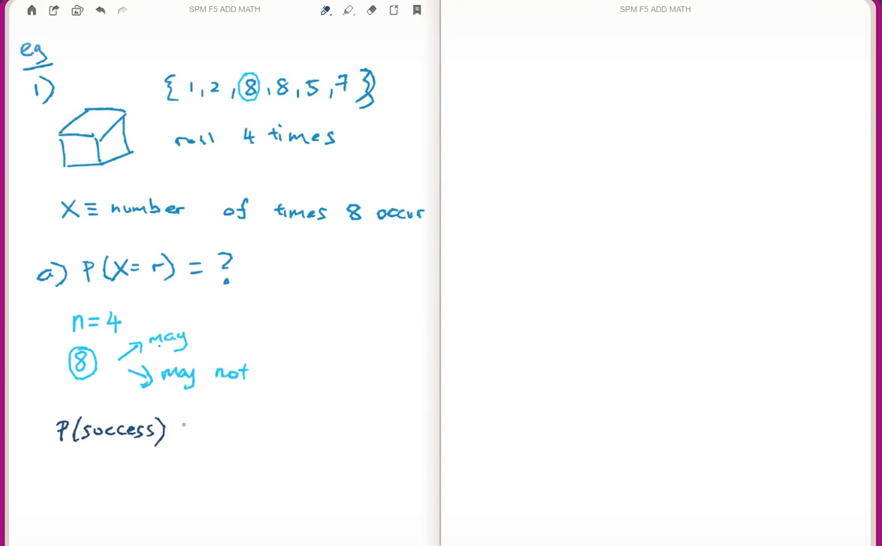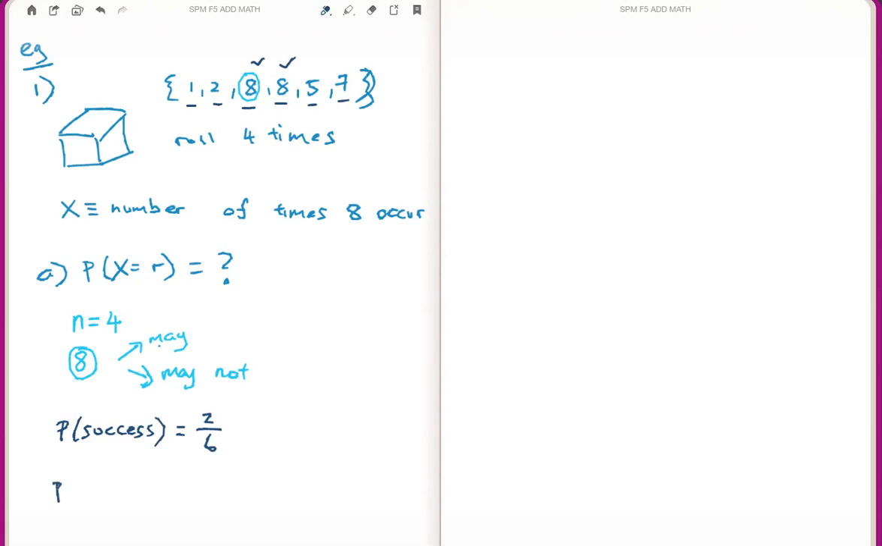If it does really come out of it, it will be 6 attempts. Digit 8 occurs 2 times out of 6, right? Because you have 1, 2, 3, 4, 5, 6. Out of 6, there are 2. So the possibility of success is 2 over 6.